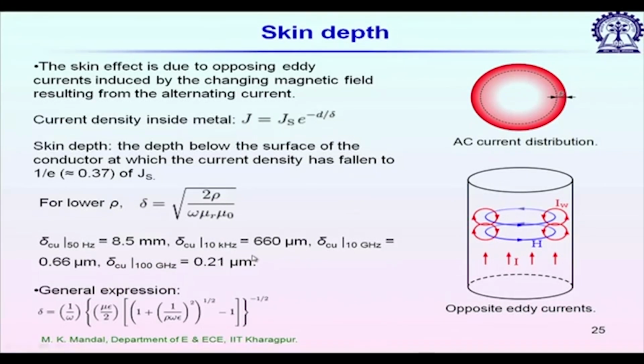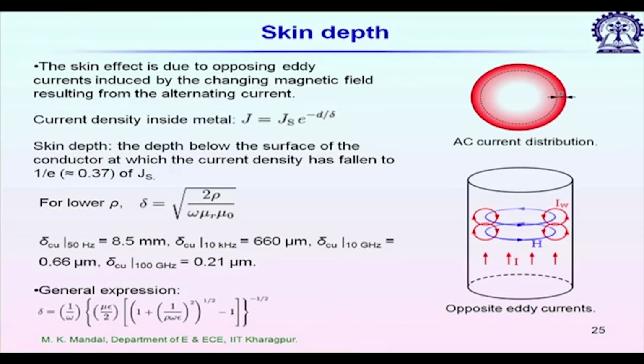Another important term is skin depth. This term actually explains why at millimeter wave frequencies we can't use metal for wave propagation. So, how do we define skin depth? This is the depth below the surface of any given conductor at which the current density has fallen to 1 by e times Js, where Js is the surface current density value.